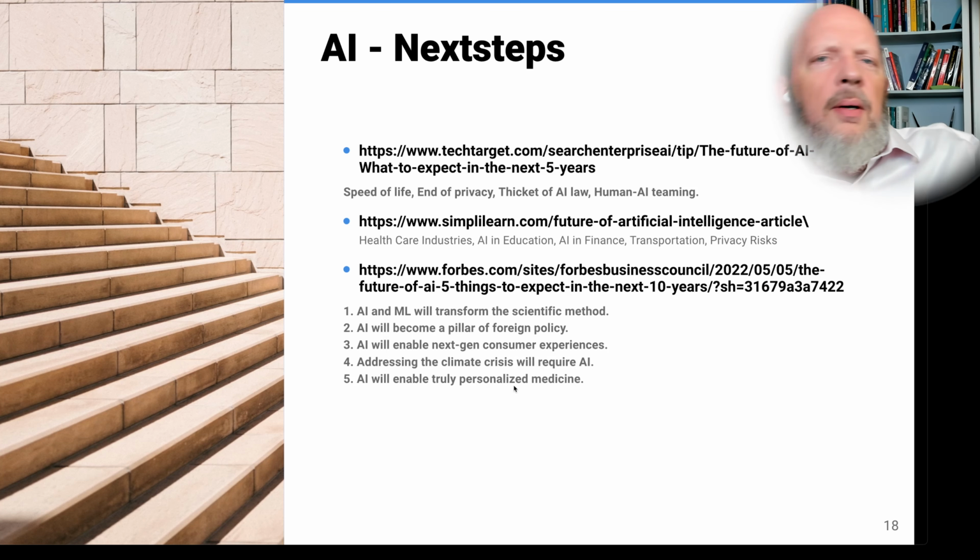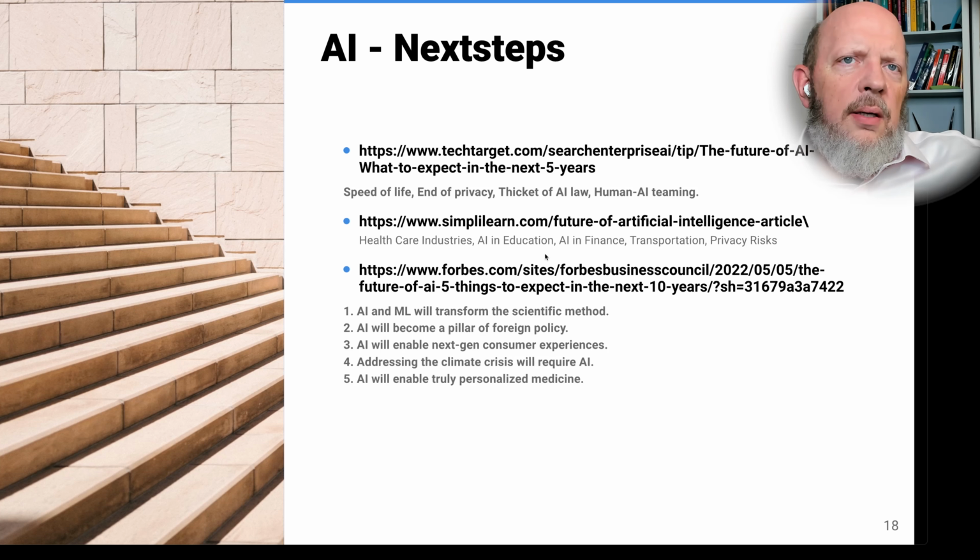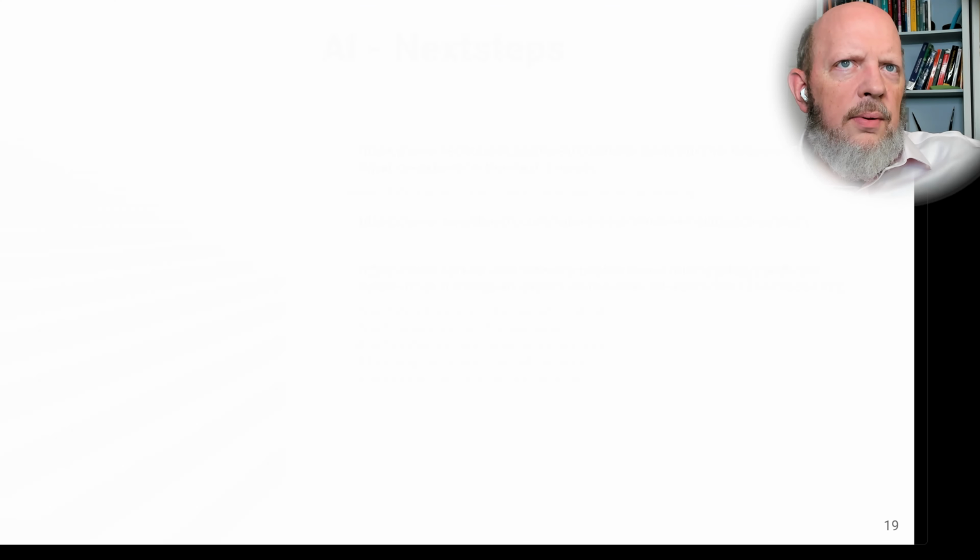I put this in here about what we might see as future steps for AI. I'm not going to go over these, but it's really interesting what some people think AI might and might not do.